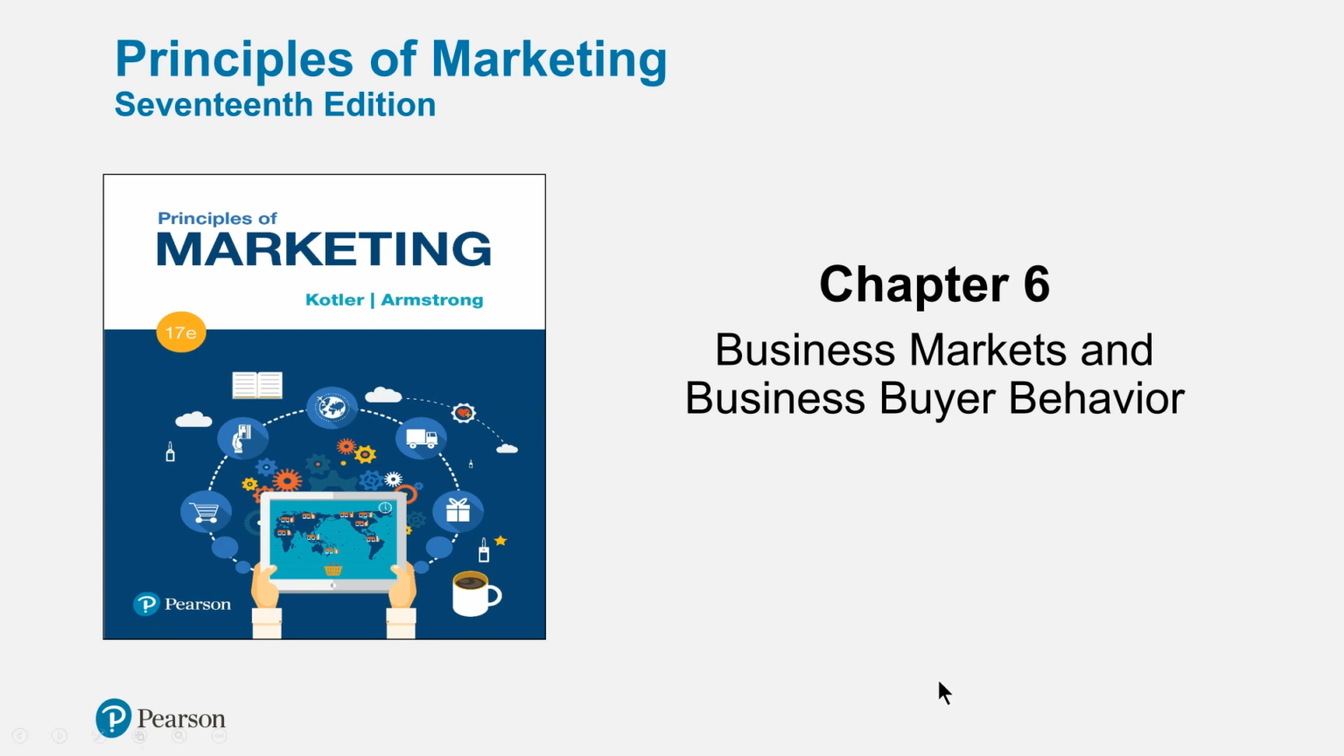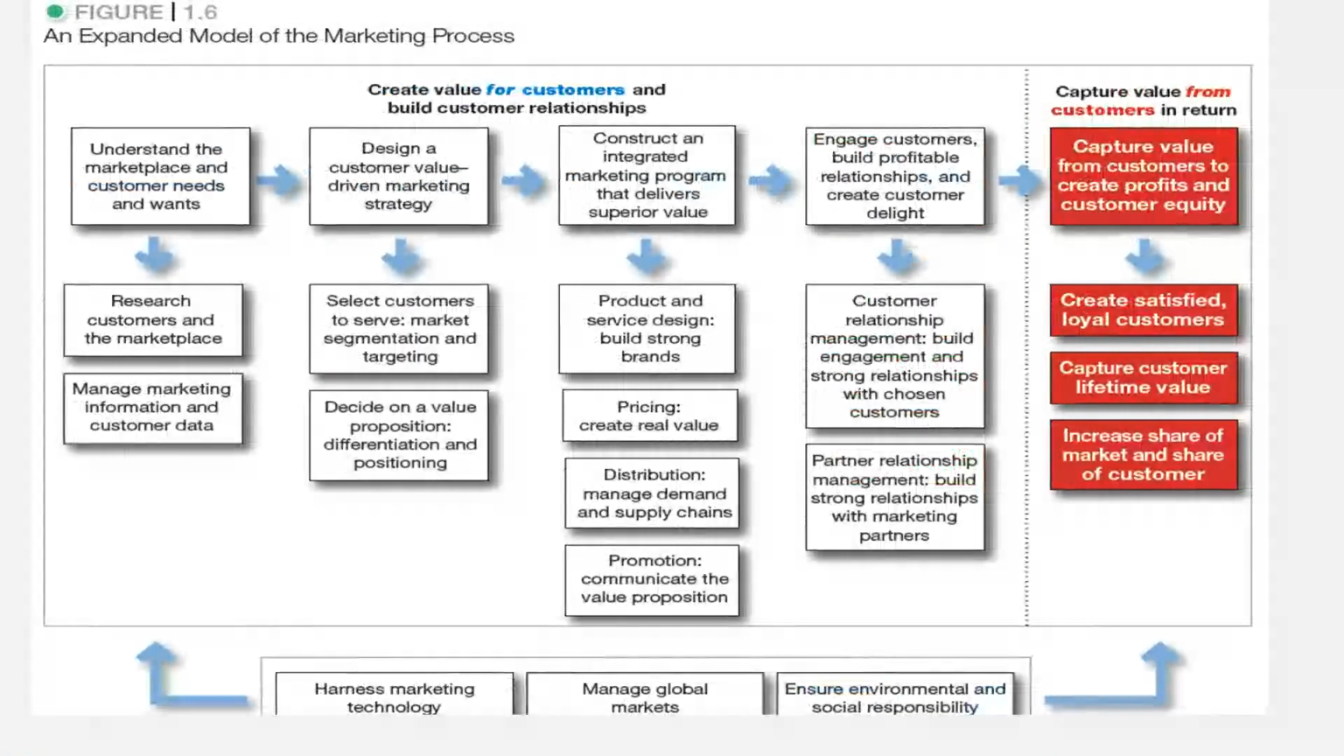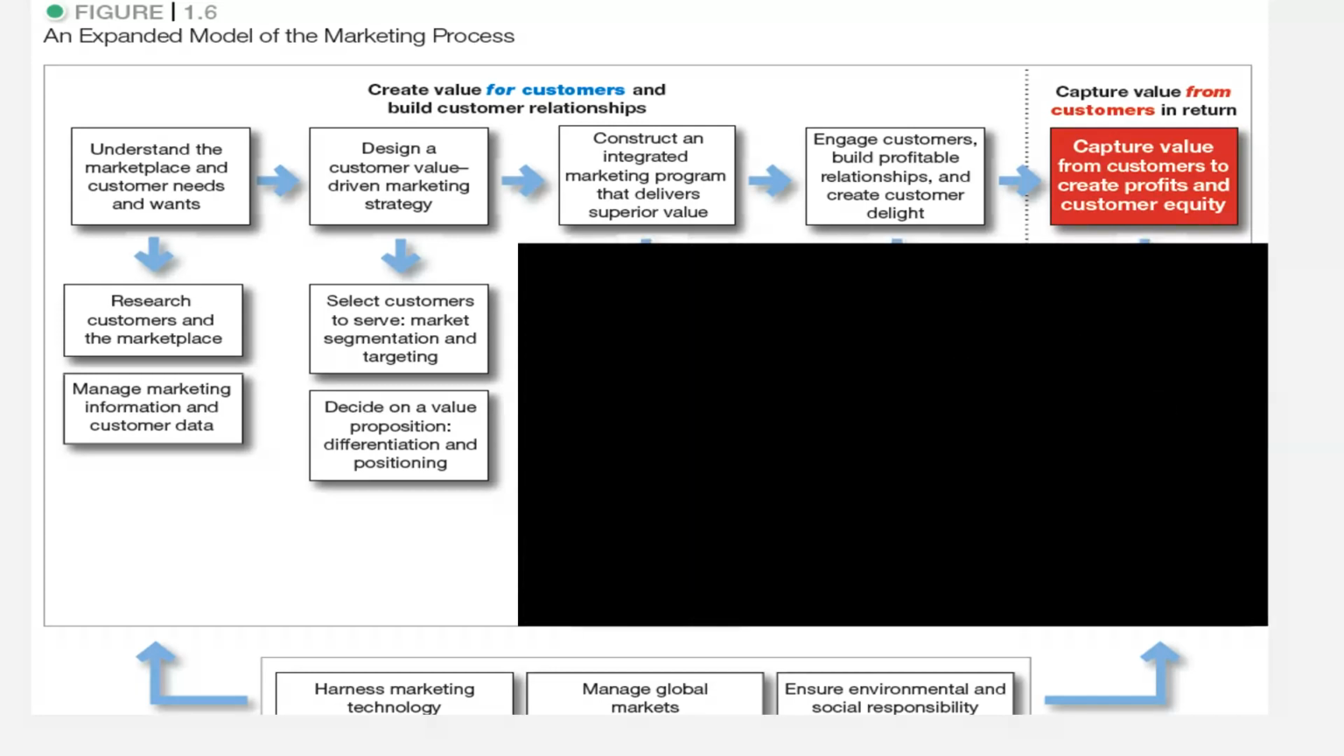Hello, this is Amanda Malave, and today we're going to be walking through Chapter 6, Business Markets and Business Buying Behavior. So previously, we had a video on Chapters 1 through 5, and we went through the understanding of the marketplace and consumer needs and wants, and designing the overall marketing strategy. We also talked about how to do research and how to actually get a plan together for Zippies.